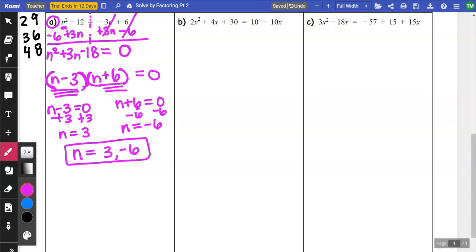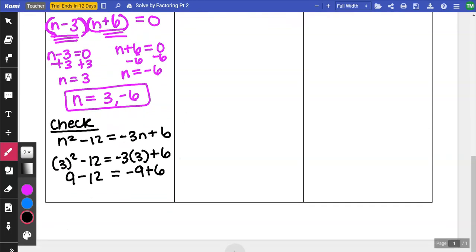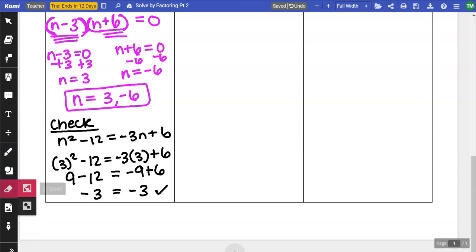So let's check just to make sure that we're right. We're checking this in n squared minus 12 equals negative 3n plus 6. I'm going to plug in 3. So we have 3 squared minus 12 is equal to negative 3 times 3 plus 6. So 9 minus 12 is equal to negative 9 plus 6. 9 minus 12 is negative 3, and negative 9 plus 6 is negative 3. Well, that does work. Now we need to plug in negative 6.